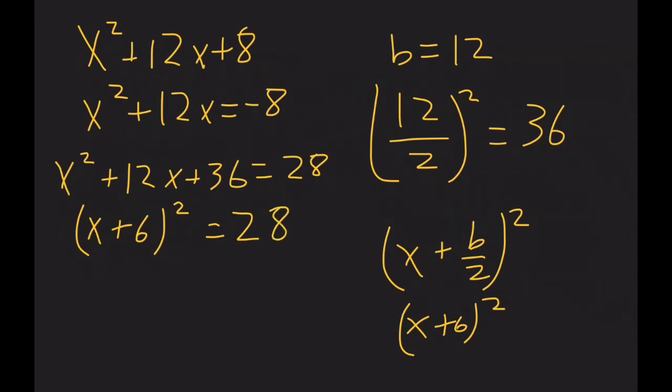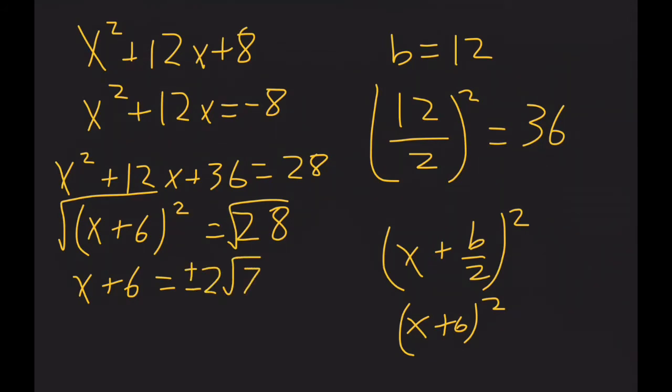So now you're going to want to solve for x. So you're going to square root both sides. X plus 6 equals square root 28, which can be simplified to 2 square root 7. Sorry, plus or minus 2 square root 7. Then it will be x equals negative 6 plus or minus 2 square root 7.